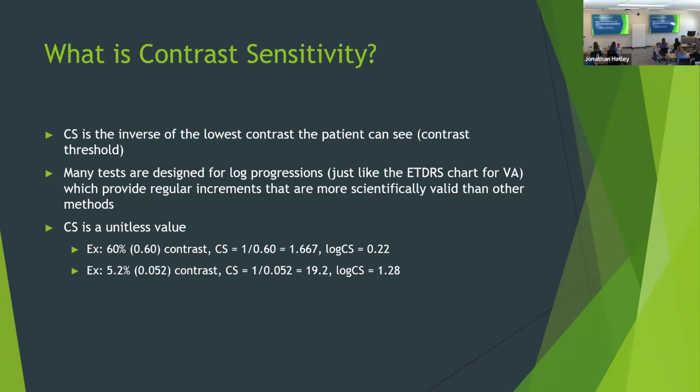One thing to note is that contrast sensitivity is a unitless value. So this is one thing where you don't have to try to think of a unit to go along with your answer. It's just whatever it is. Most of the time, we use log contrast sensitivity. And so we just record those numbers in the appropriate box in Revolution, but it is unitless.